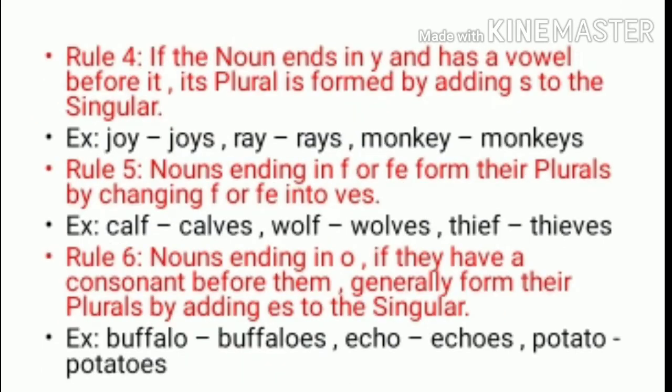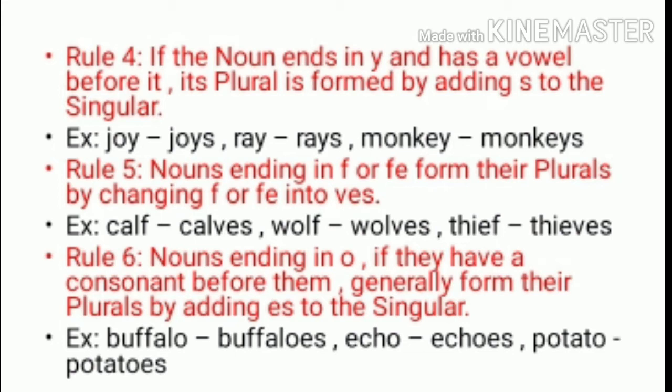Rule 4. If the noun ends in a Y and has a vowel before it, then its plural is formed by adding only an S to the singular. For example, joy. Joy ends in a Y, but it has a vowel O before it, so we write only S after joy and make it joys. Ray, R-A-Y, ending in Y and there is a vowel A. So we add only an S. Monkey. Monkey ends in a Y and there is a vowel before it, E. So we add only an S and make it monkeys.